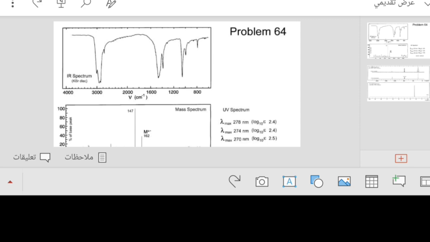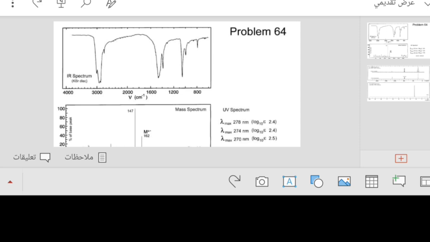Okay, before we jump into the problem, I want to give you some general information about the devices that we have. First, we'll start with IR. IR spectroscopy measures how molecules absorb infrared light. Different bonds vibrate at different frequencies, so we get peaks that tell us which functional groups we have, like OH, carbonyl, or even CH. Next, we have mass spectroscopy.